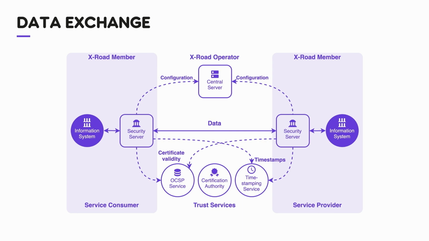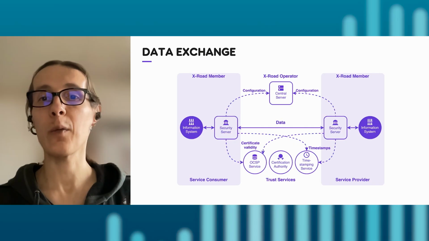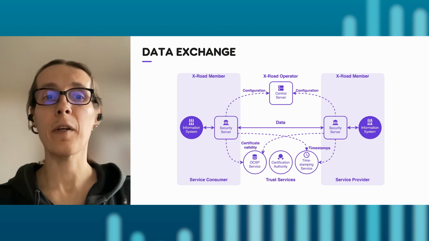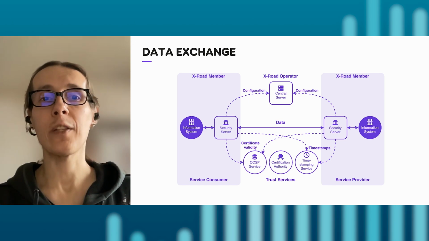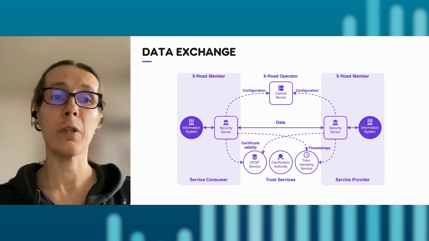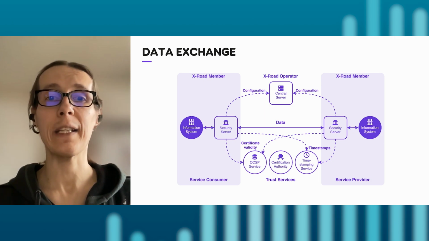The central server is the member registry of the ecosystem. It holds information of all the members and their security servers. The information is shared with the security servers through a mechanism called global configuration. The global configuration is the phone book of the ecosystem. It provides the security servers with the information of all the members and how to connect with them. Thanks to the global configuration, the security servers know who the trusted members of the ecosystem are. However, fetching the global configuration doesn't play an active role in the data exchange process. Instead, it's fetched in the background, stored locally, and the local copy is used during the data exchange process.